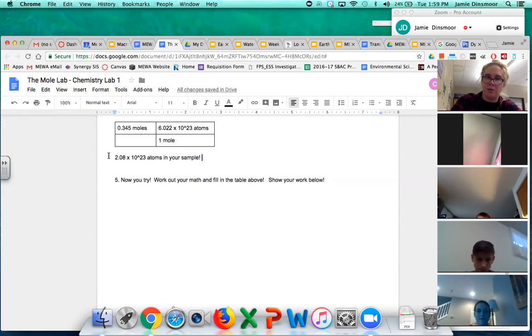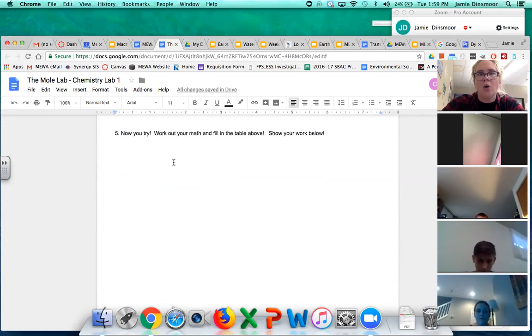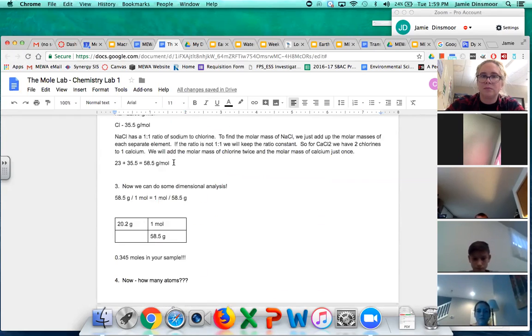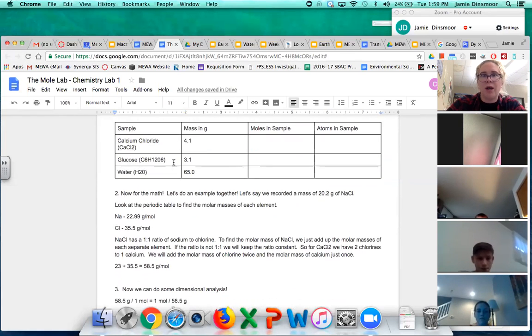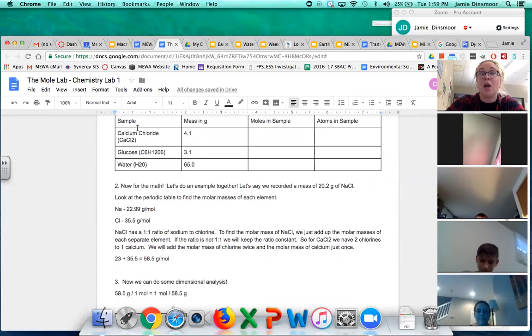Now again, that's a ton of atoms, right? But remember, atoms are tiny. Of course there's going to be a ton. Okay, so now you're going to do that. It's just a great way to practice the math and molar mass for all 3 of these samples. You have the grams, you have the periodic table so that you can figure out molar mass. You're going to calculate the moles in the sample and the atoms in the sample.